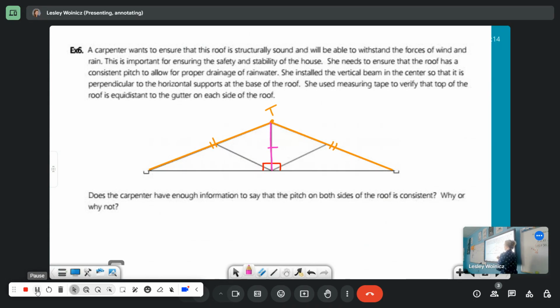So, do I have right triangles? Okay. Which of my shortcuts am I going to be able to use? Right triangles, yeah. Or right angles, yeah. It's hypotenuse leg again. It's just like the last one. Do you see it?